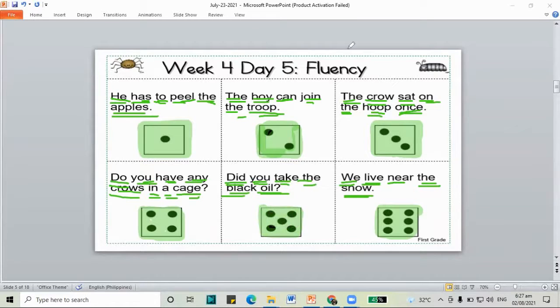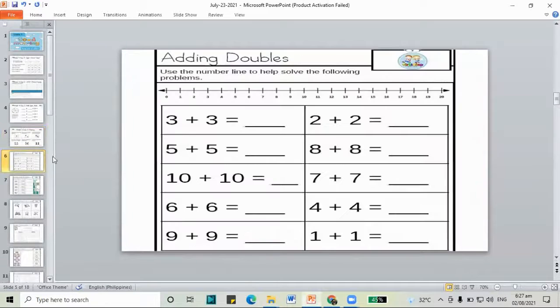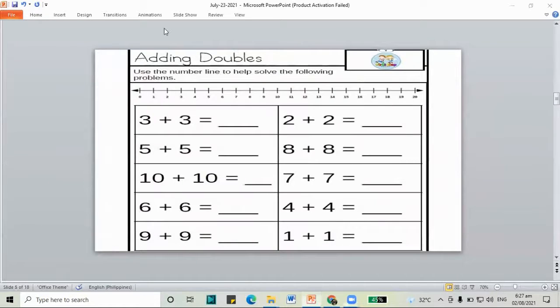Now that we're done with reading the sentences, let's move to the next page. If you're not yet done, pause the video. But if you're done, let's continue working. Let's move to our next page. This time, we have our numbers. Let's add them. 3 plus 3. Let's use our number line. If I have 3 here, let's jump 3 times. 1, 2, 3. 3 plus 3 is equal to 6.